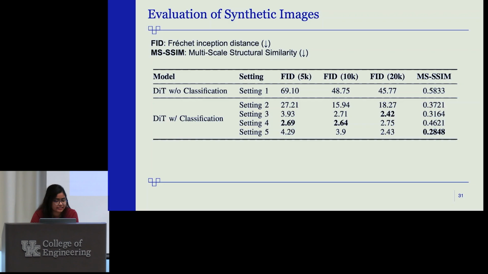The idea is whether the classification model improves the diffusion process. The comparison is between the DIT model with classification and the DIT model without classification. For gamma and lambda, we can experiment with more values and come up with optimized values to get better FID and MSSM scores. Yeah, I get it now. Thank you so much.